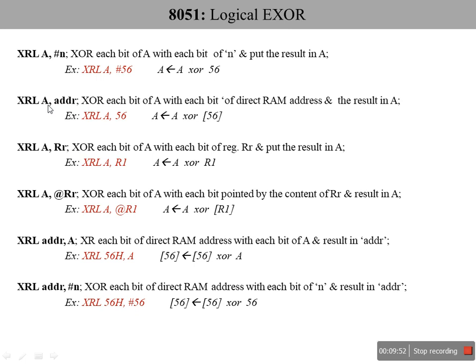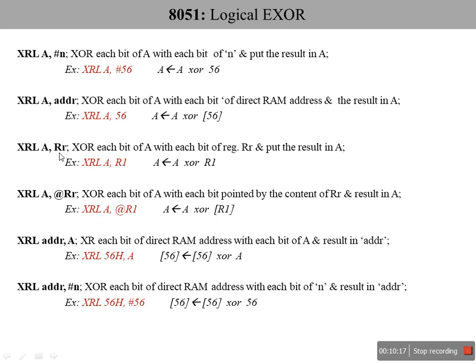Here in this instruction, the address of the operand is given in the instruction. For example, XRL A comma 56. The content of the memory location pointed to by this 56 will be brought, and the logical XOR operation will be performed between that operand and the content of the accumulator. The result will be in the accumulator. This is how it is performed.